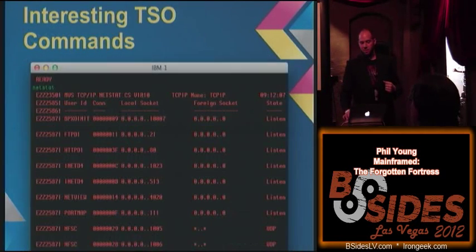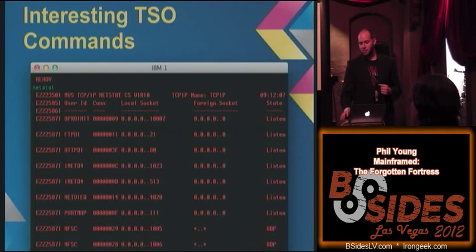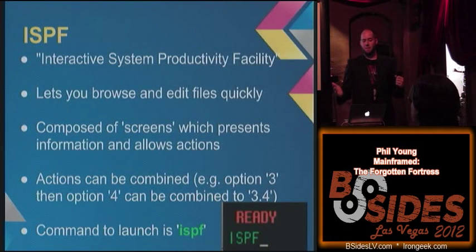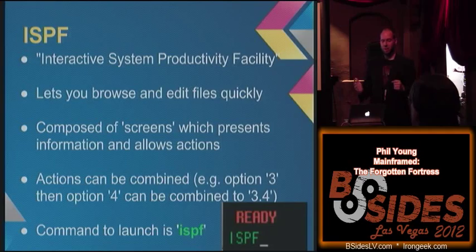Now this is not the easiest thing to work in. It's so IBM, they have the Interactive System Productivity Facility. It lets you browse, they call it ISPF. No one calls it that, they call it ISPF. It lets you browse and edit files quickly. It allows you to run commands on the mainframe.